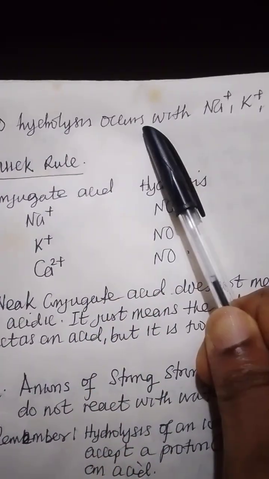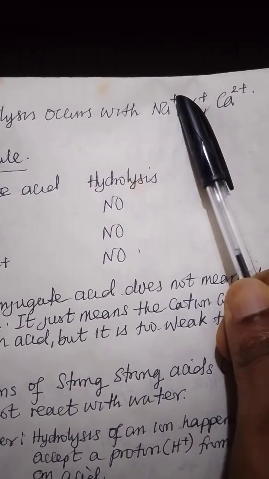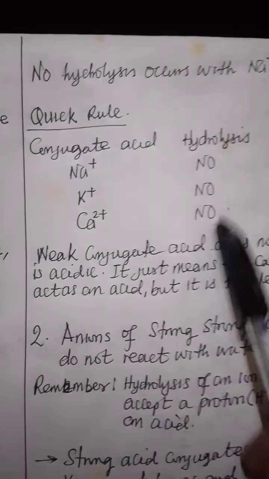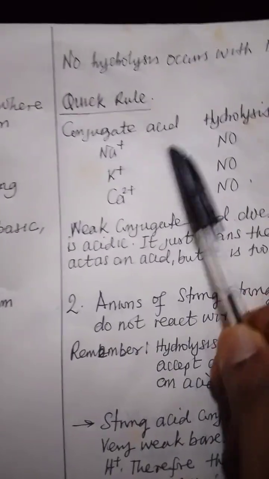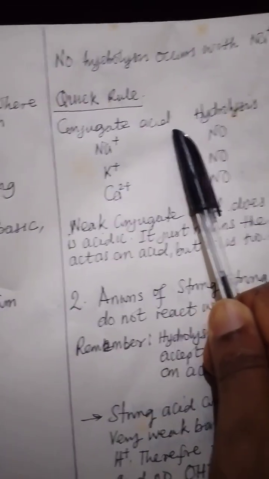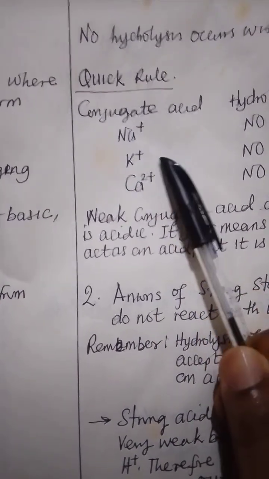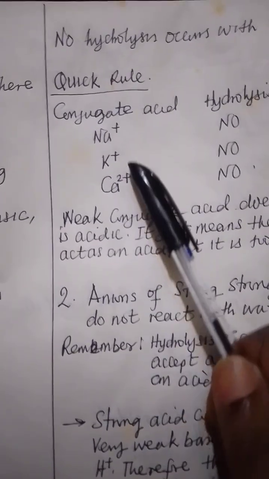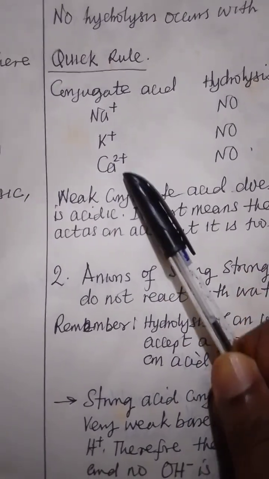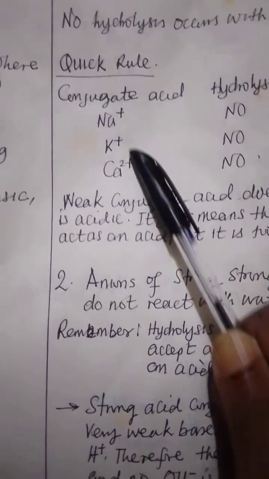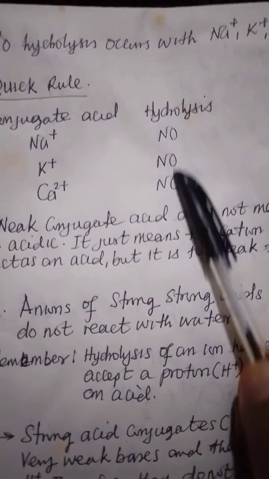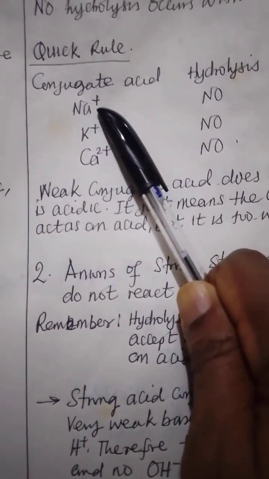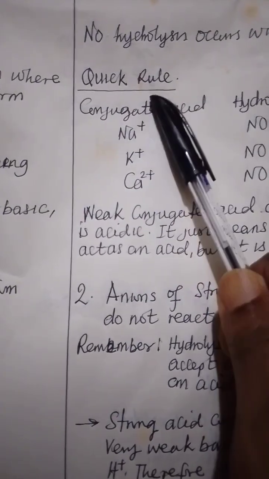No hydrolysis occurs with Na+, K+, Ca2+. Let's take a quick rule. The conjugate acid Na+, K+, Ca2+. So with Na+, K+, Ca2+, these are ions from strong bases. No hydrolysis takes place because these ions cannot react with water.